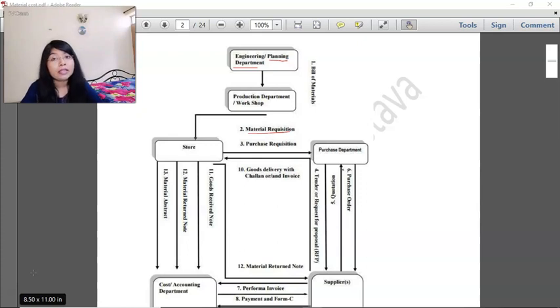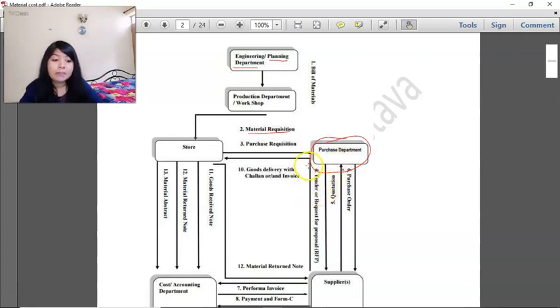Then we have a purchase requisition that the store will issue to the purchase department. That is on the basis of the needs of the product, the raw materials requested by the production department from the store, that these list of materials are required by us to produce the finished goods. So on the basis of that material requisition list, the purchase requisition list is made by the store department and it is sent to the purchase department.